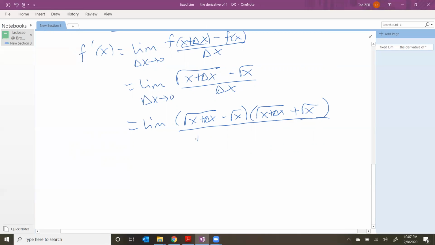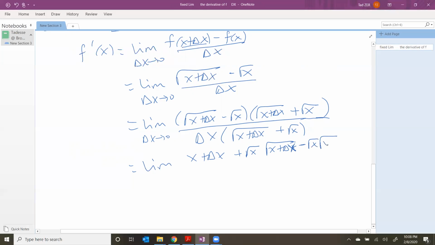divided by delta x times radical of x plus delta x plus radical x. So basically what I did is I multiplied both the numerator and the denominator by the conjugate of this expression, as delta x goes to 0. Now, if you FOIL this, radical of x plus delta x times radical of x plus delta x will give you x plus delta x. Then the next term becomes radical x times radical of x plus delta x. This with this becomes minus radical of x plus delta x times radical x, minus x, over delta x times radical of x plus delta x plus radical x, as delta x goes to 0.